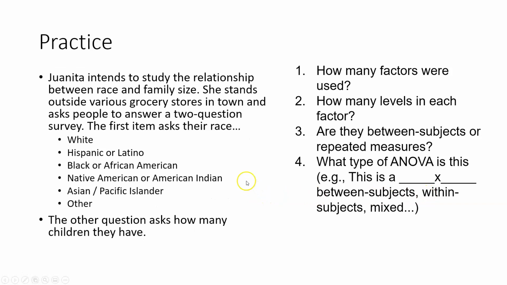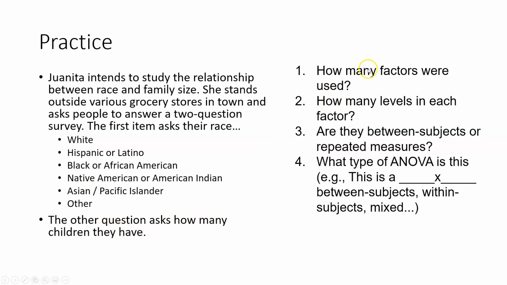Here's another example. Juanita intends to study the relationships between race and family size. She stands outside various grocery stores in town and asks people to answer a 2-question survey. The first item asks their race. On this kind of item, it says white, Hispanic, black, Native American, Asian, other. The other question asks how many children they have.